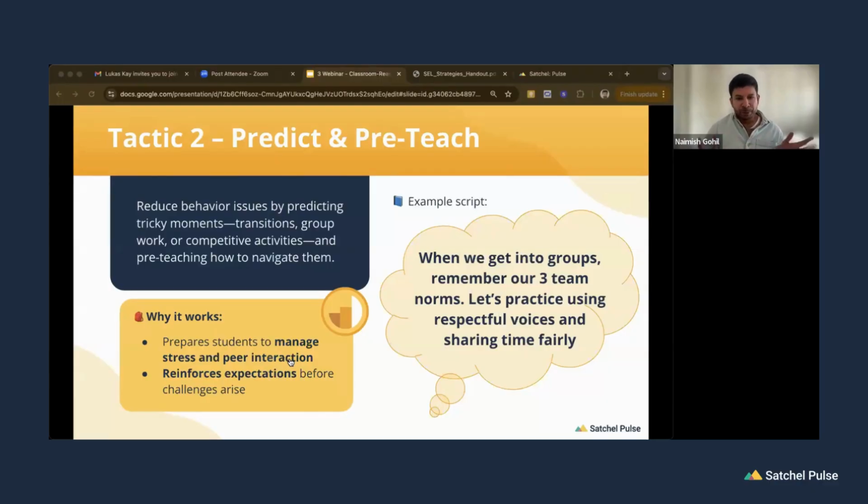So could be things like when we get into groups, remind the students that if we get into groups, you may have two or three things that you always want to remind them about. And so it's re-emphasizing those same points to create routines can really make a difference. And it's really about preparing students to manage stress and peer interaction. And again, I just touched on it, but without sounding like a broken record, reinforcing expectations before challenges arise.